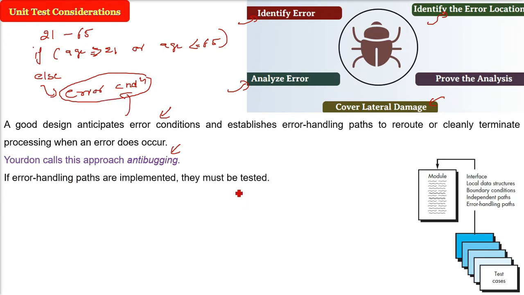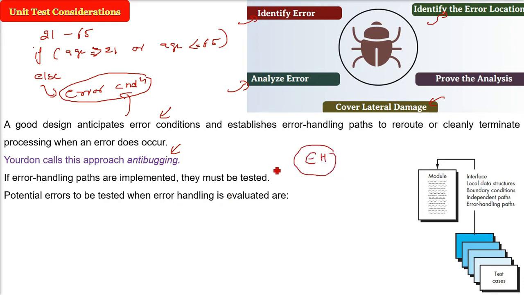So if error handling paths have been implemented, the error handling has to be tested for its own errors. So what are the potential errors to be tested when error handling is evaluated? Whenever you are testing the error handling, what can be the error in error handling? What are the potential errors? I'll give you one by one.